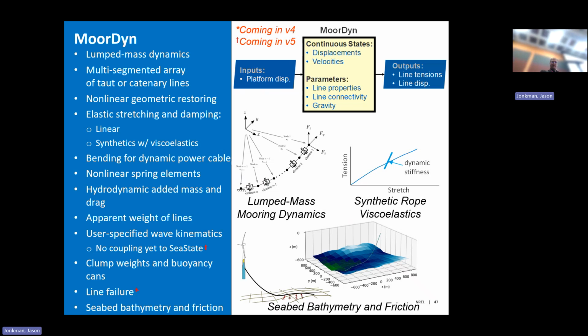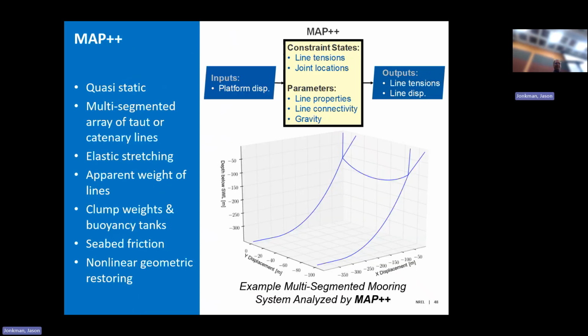Pump weights, buoyancy, yes. Line failures is also introduced now in 4.0, meaning at any point in time, you can basically say, well, I have a tension threshold, or a given time, I'd say that line snaps, it's gone. And then you can let the system drift away. Big other part of MoorDyn is dealing with seabed bathymetry and friction.